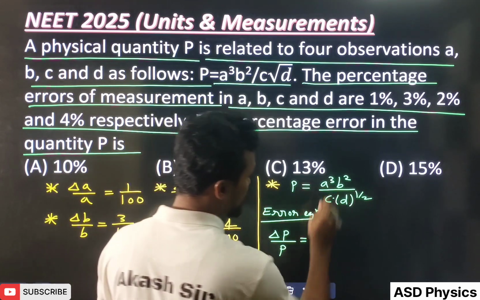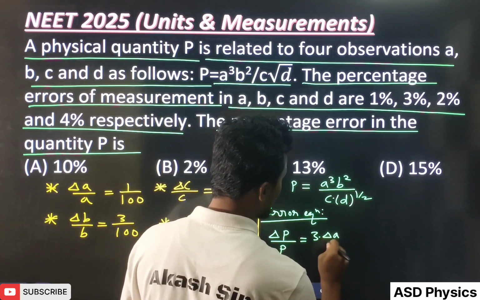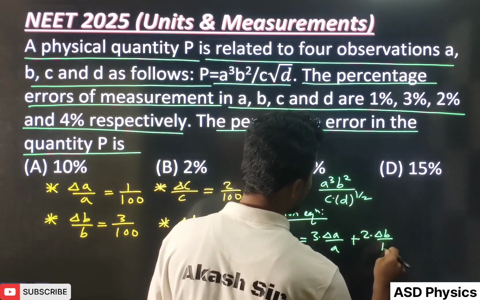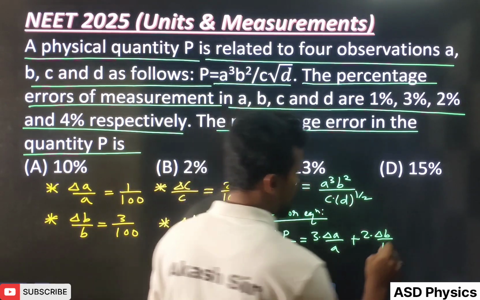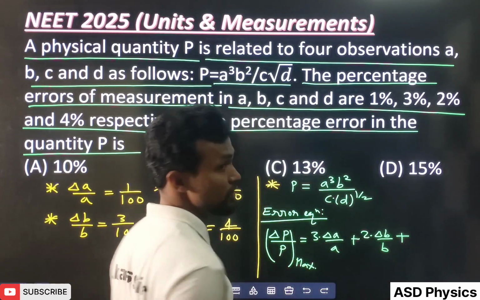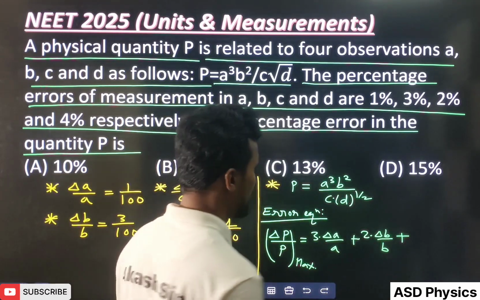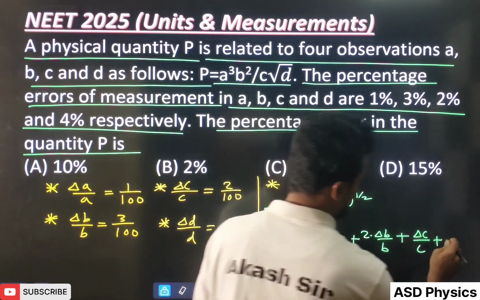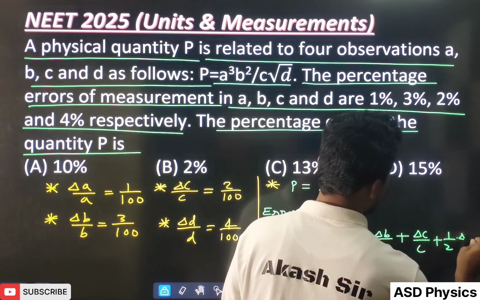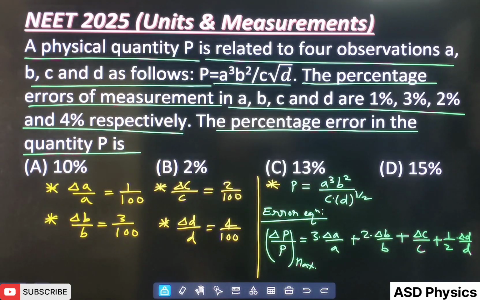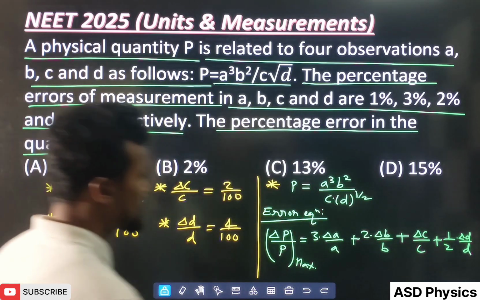Delta P by P equal to 3 times delta A by A plus B square, so 2 times delta B by B. And remember that here error is always maximum. Always maximum. So we will use plus here, not minus and all that. Plus delta C by C plus 1 by 2 delta D by D here. Can you see very well how we have written this? Now after that we have to just put the values.